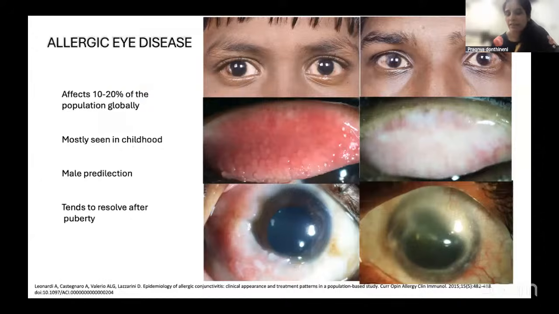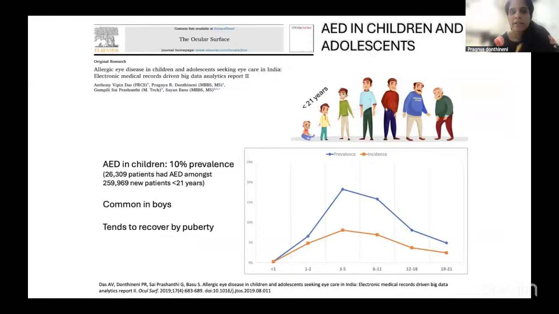So allergy, as we've discussed so far, is very common. It affects about 10 to 20% of the population globally, mostly in childhood. Again, there's a male predilection, and it tends to get better after puberty. That's the general consensus. It was similar in our big data study where we looked at around 2.5 lakh new patients presenting to us over a decade. We found about 26,000 children and adolescents less than 21 years, amounting to 10% prevalence, again common in boys.